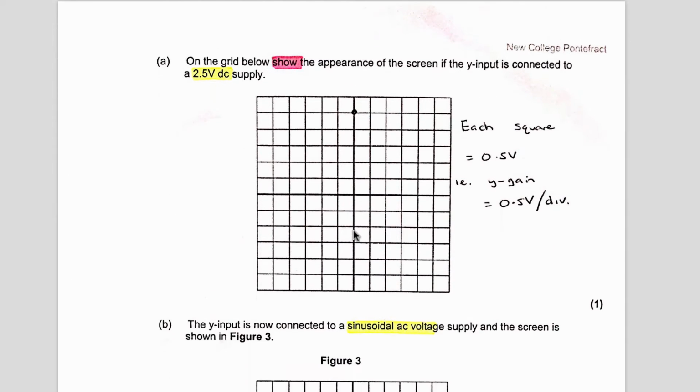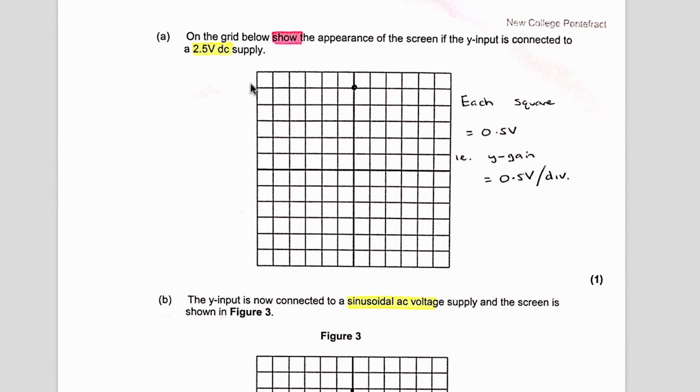So then finally we actually get to the question. So part A, we're given this grid and we're asked to show the appearance of this screen if the Y input is connected to a 2.5 volt DC supply now. Now, as we saw before, each square is worth 0.5 volts, so the Y gain is 0.5 volts per division, and we want to go up to 2.5 volts. So simply we just have to go up 5 squares because every square is worth half a volt. So we go up 5 squares and basically just put a dot. It won't be moving up or down or anything like that because it's a source of direct current. So simply the dot just stays there.